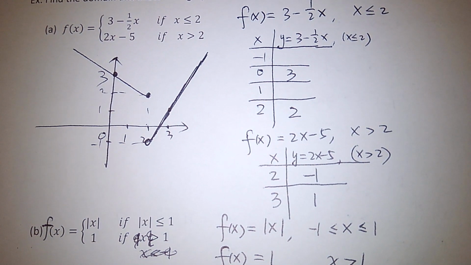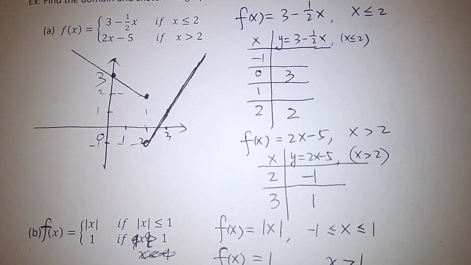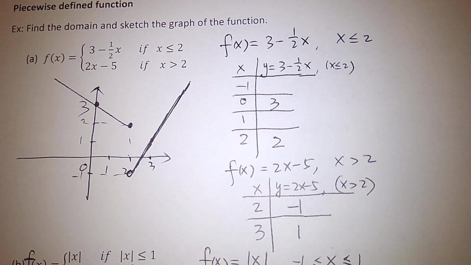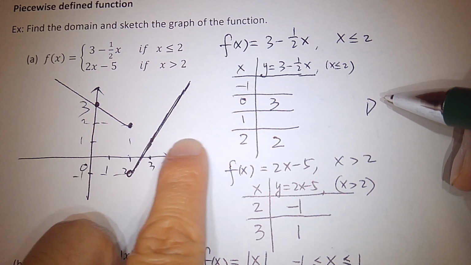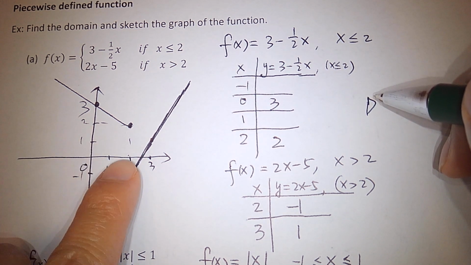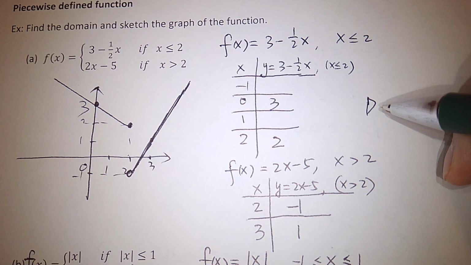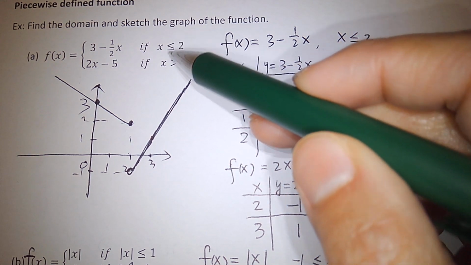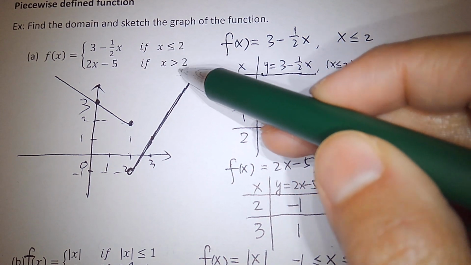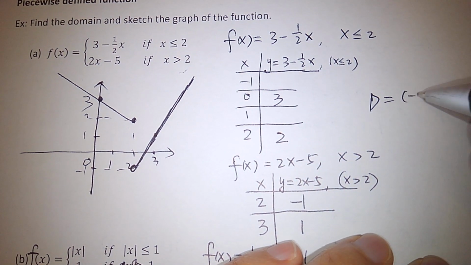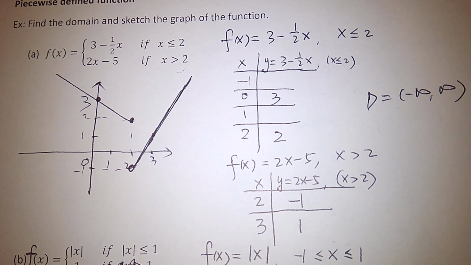Alright, so this is another piece of the graph. So this is the graph for the function. What is the domain for this function, guys? Negative infinity. Oh, it looks like we have a hole here. However, when x equals 2, can we say yes? Because it says x is less than or equals 2, so 2 is included. Even if this piece doesn't have 2, together we have the entire real numbers. So the domain is from negative infinity to positive infinity.